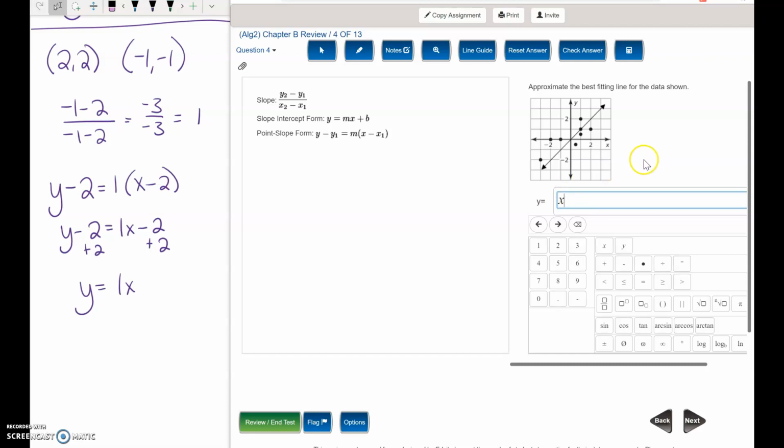The line on the test is not going to be that simple. You're going to have to pick 2 points, find the slope, plug it into point slope form. You can kind of check yourself by seeing if the equation that you end up with looks like the equation or the line that's graphed, but it will not be quite this simple.